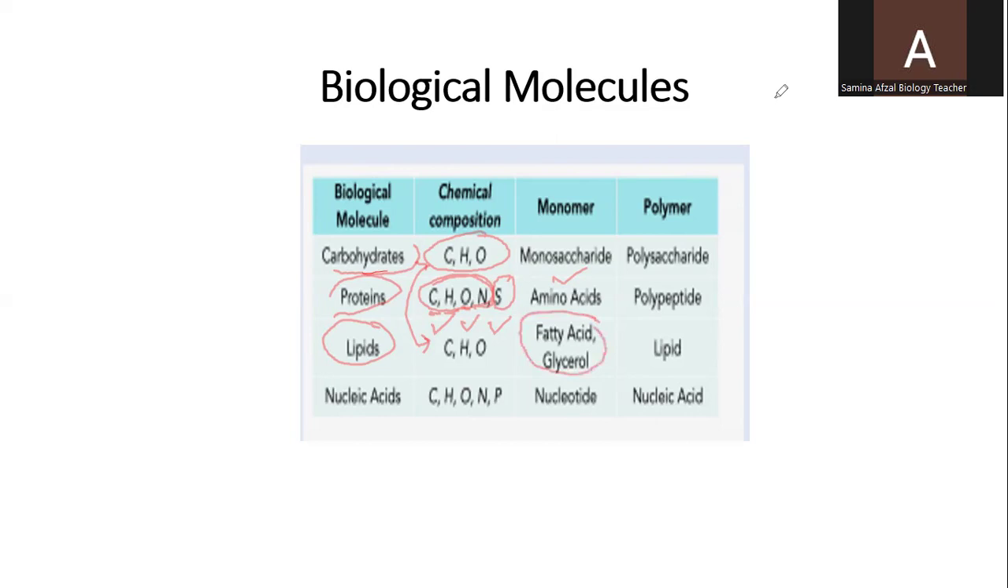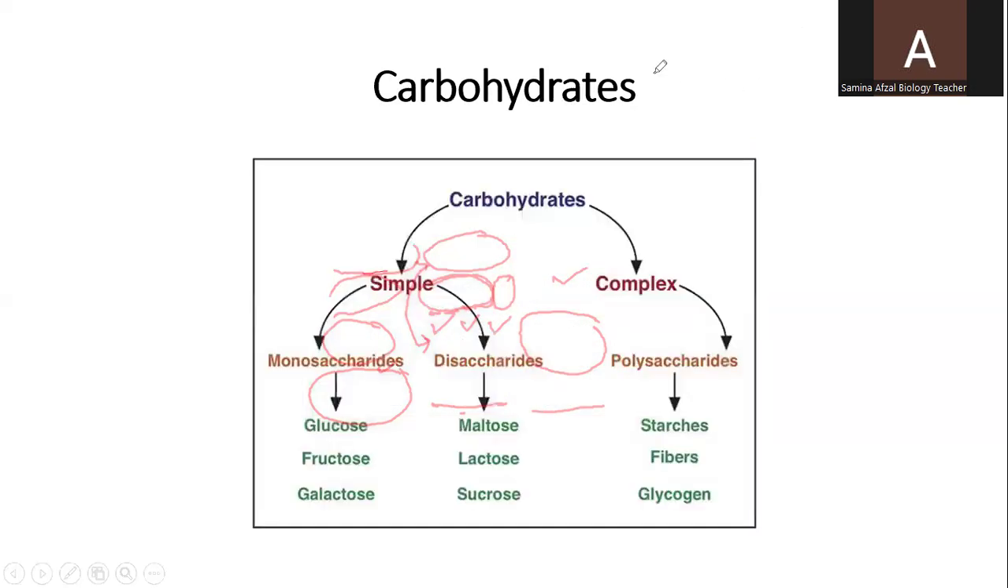And the fourth type of biological molecules are nucleic acids, or DNA, which are also made up of carbon, hydrogen, oxygen, nitrogen, and phosphorus, or phosphate. And their monomer, or smallest unit, is the nucleotide. Now I would like to move on to the second slide.